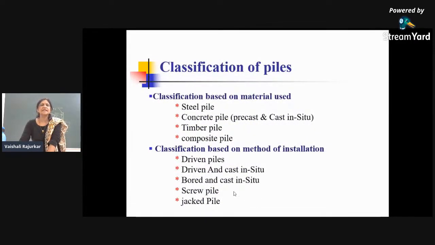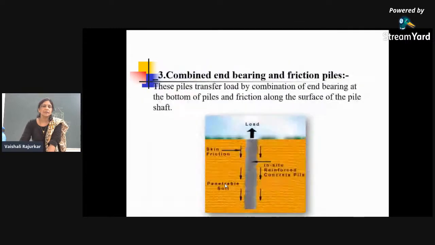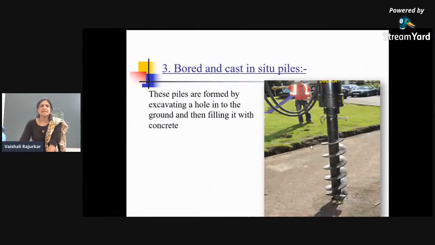Then the other is the driven and cast in situ pipe, but before that we will go for the bored and cast in situ pipe. These driven pipes are the precast pipes, whereas bored pipes are the cast in situ pipes. Bored pipes are cast in situ pipes, which means first a borehole is made with the help of augers. You can see these are the large size augers which are used to make the hole in the soil. Have you seen a drilling machine which we use for drilling a nail hole into the wall? I think you all must be aware of the drilling machine.